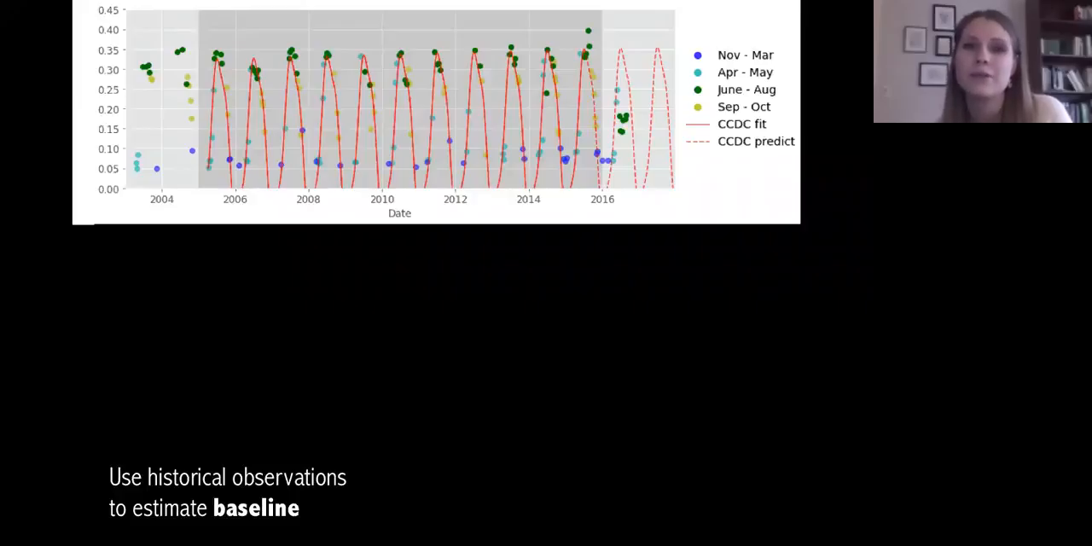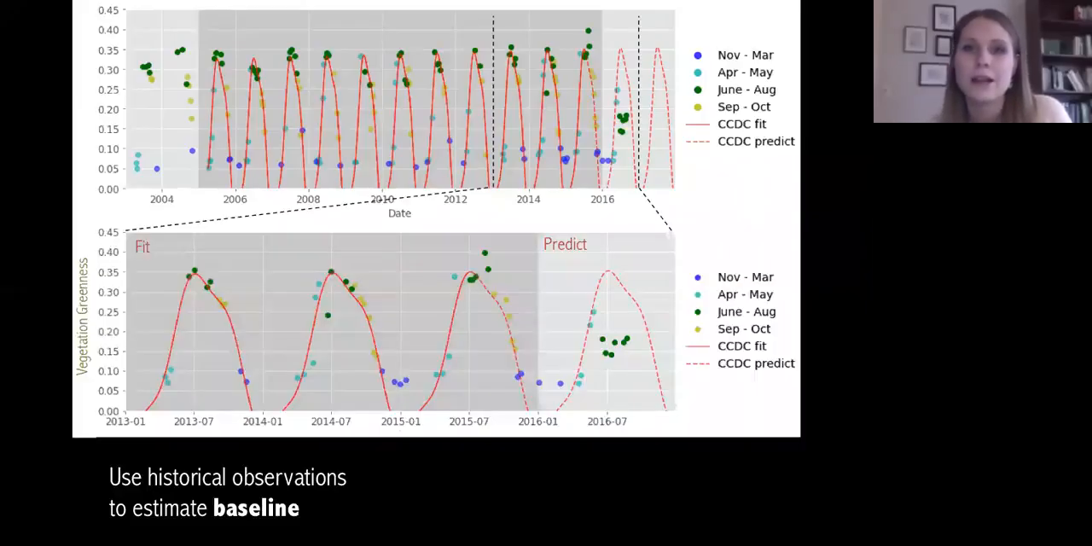And to that period, we fit this harmonic curve. That red line there captures seasonal variability, as well as any long-term patterns in the data. And we use this model to then predict what an image should look like in any given time period. Zooming in on that period from 2013 to the end of 2016, we see something like this. In the last few years, those little green points, the summer observations, fall relatively close to that red line, so they're really close to the predicted curve.